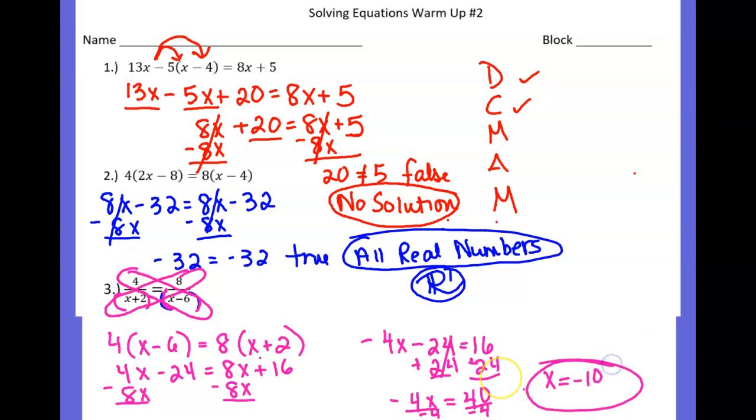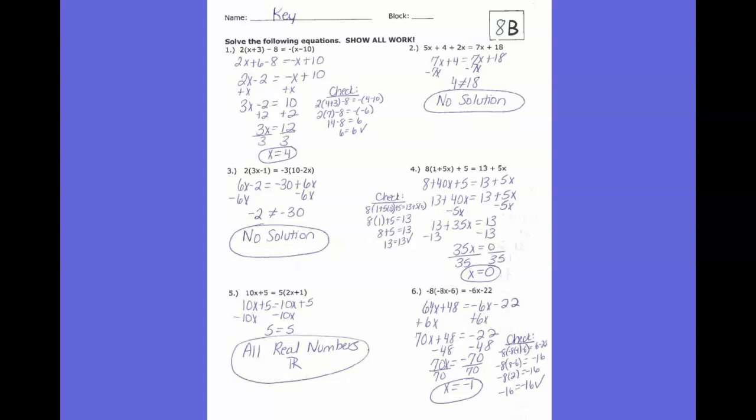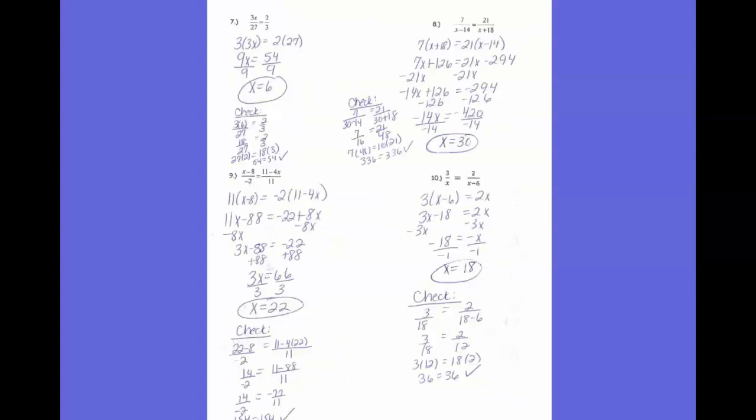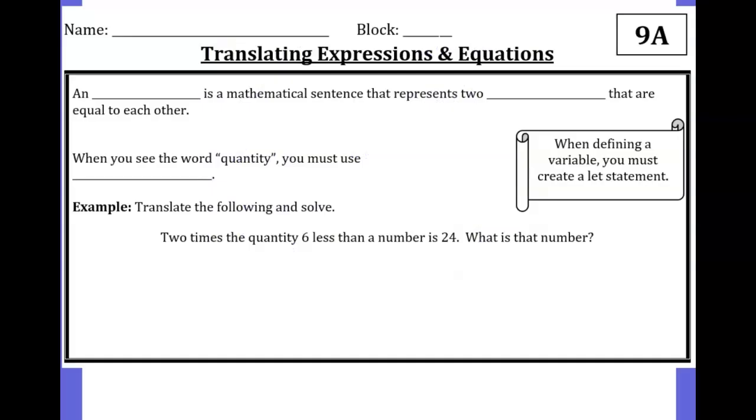Okay, so that's how we would do that. Again, we distribute, we subtract the 8x on both sides, we end up with negative 4x minus 24, we add the 24 to both sides and solve for x. You can go through your homework that you did, which was 8b. The key is in Schoology, so I suggest that you go back carefully and go through each problem. But today's notes were on day 9.